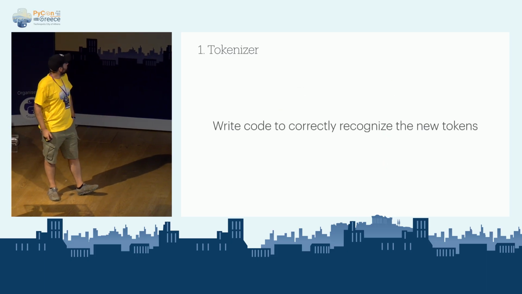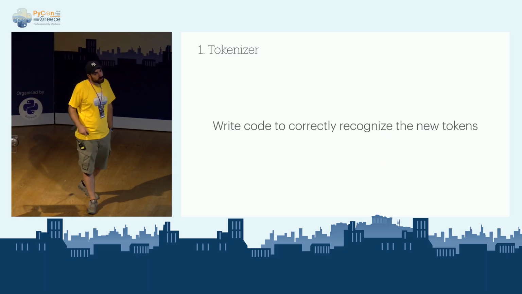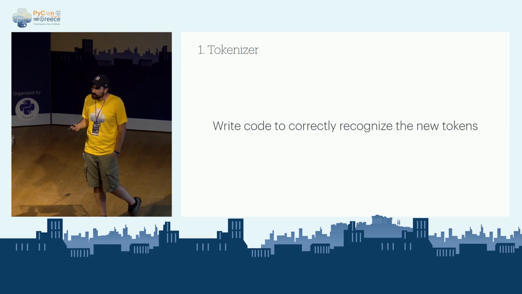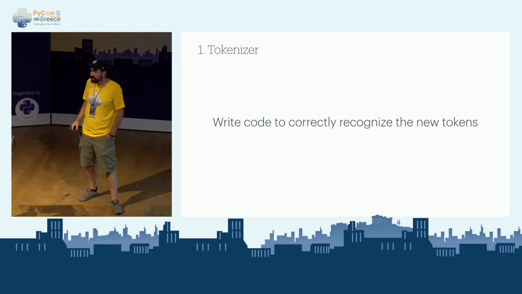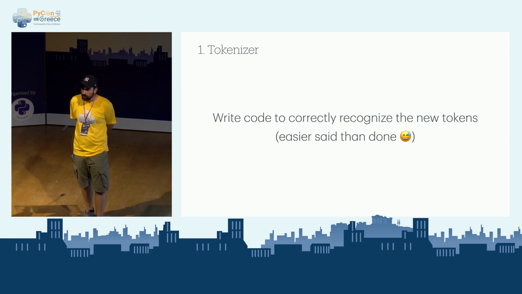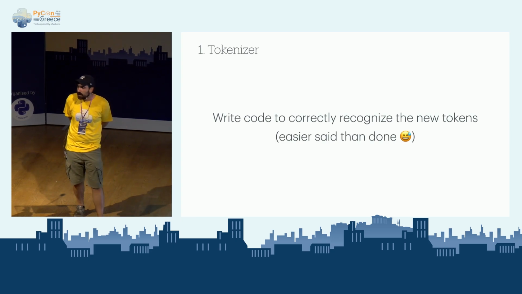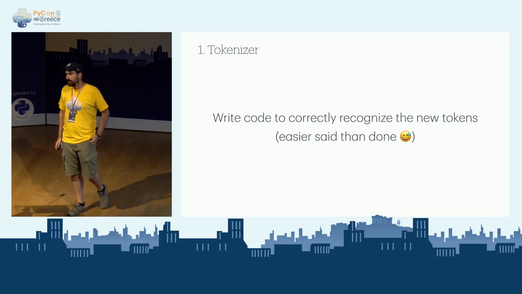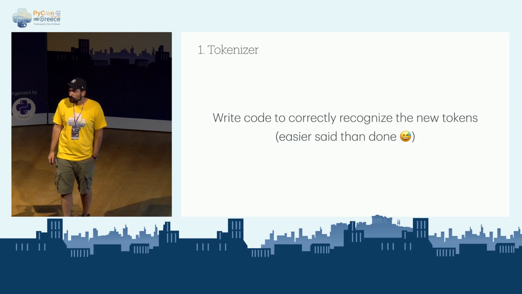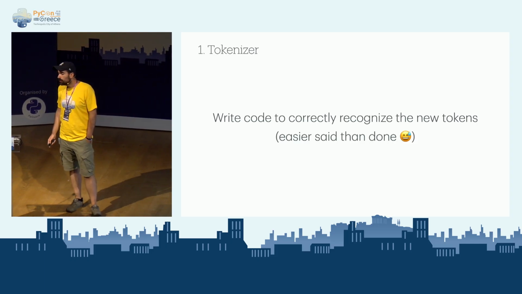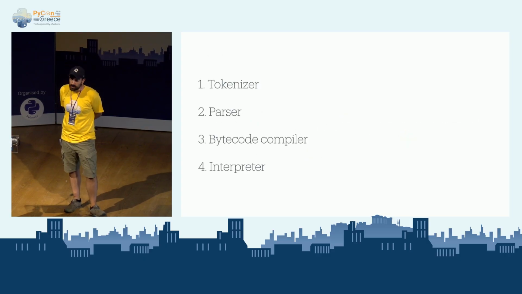Writing code to correctly recognize the new tokens is what we need to do every time we add a new syntactic feature, and it's really easier said than done because the tokenizer is so huge nowadays. It's really complicated. It's all handwritten, nothing generated. So most of the time it's really complicated to work on the tokenizer. So yeah, that's what one needs to do in order to work on the tokenizer.